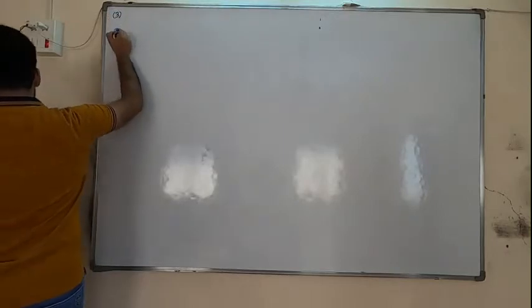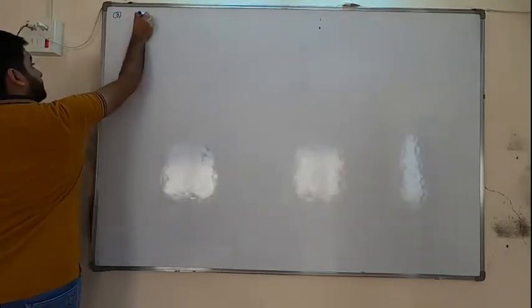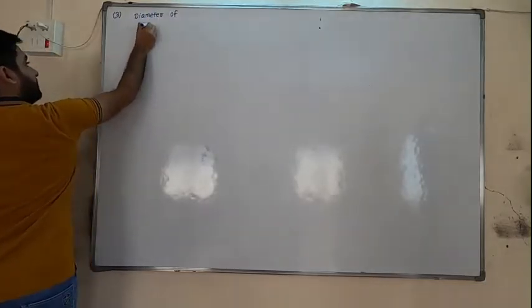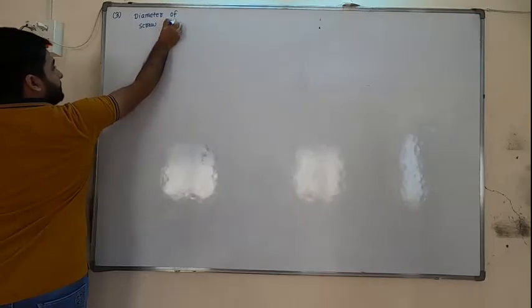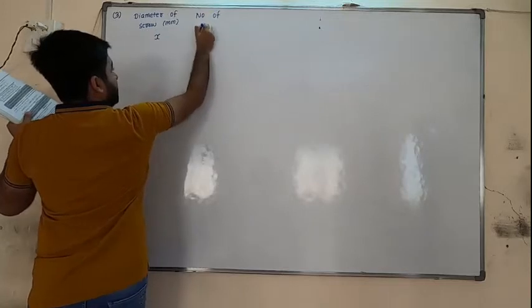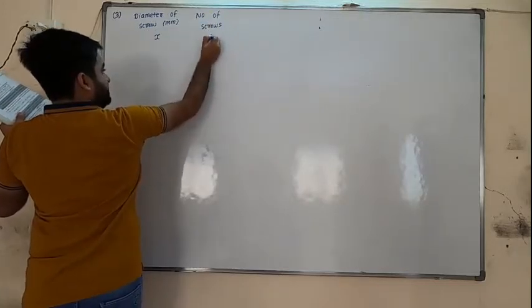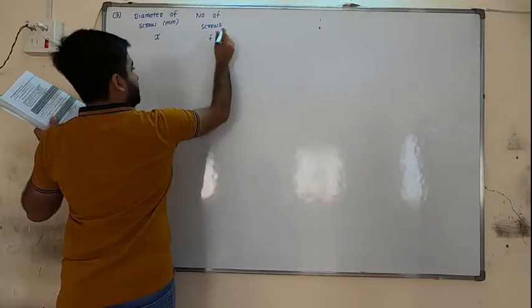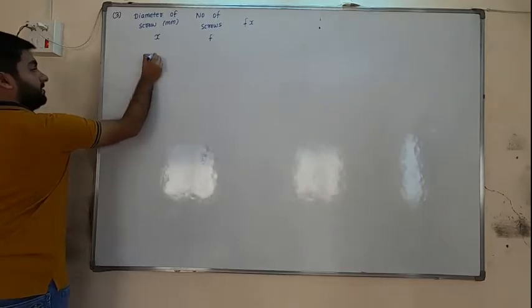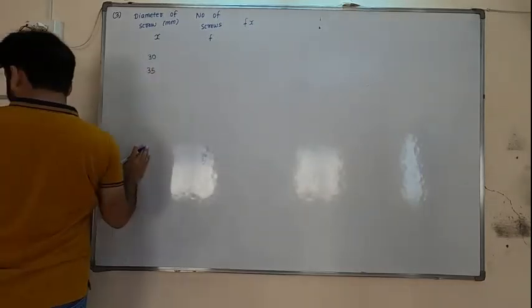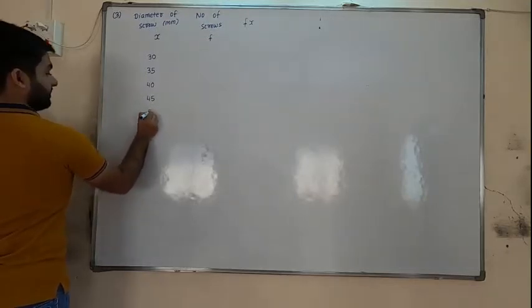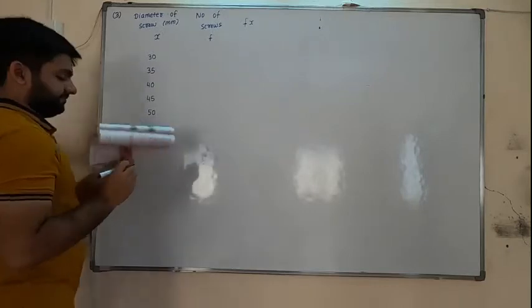So sum number 3. Diameter of screw in millimeter and it is x. Number of screws, it is f. And now we need f into x, that is fx. 30, 35, 40, 45, 50, 55.